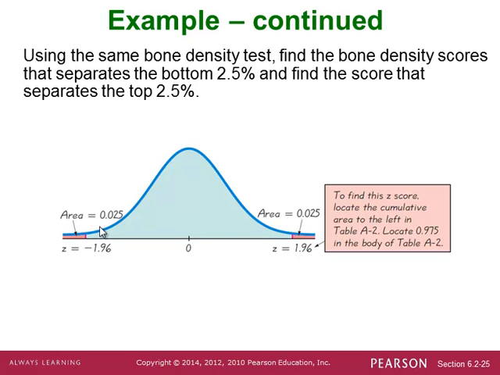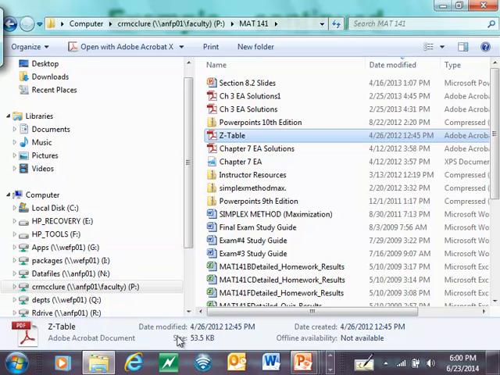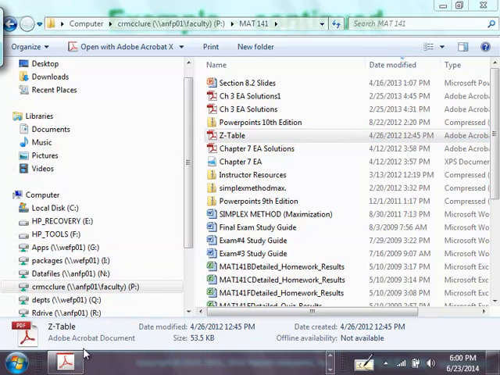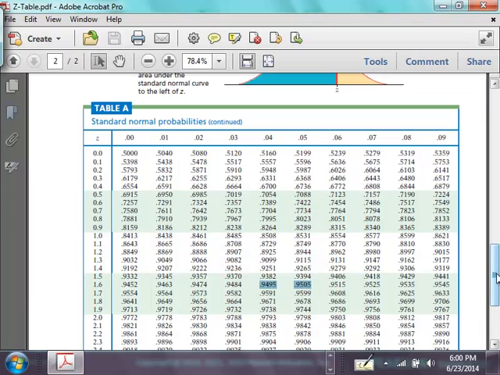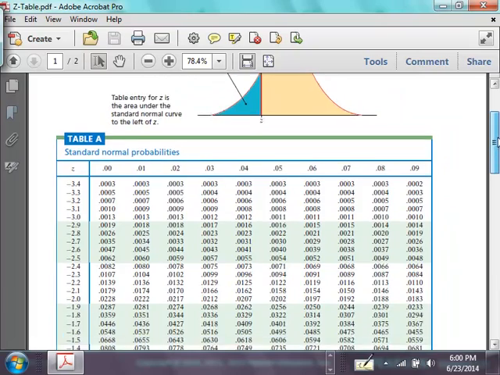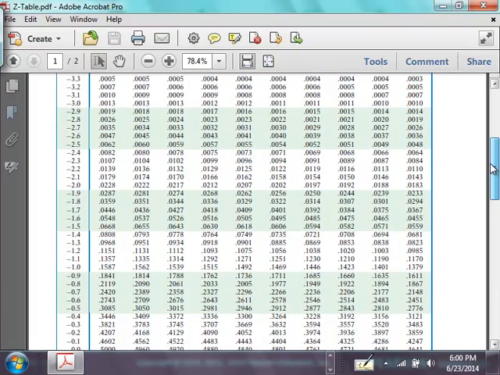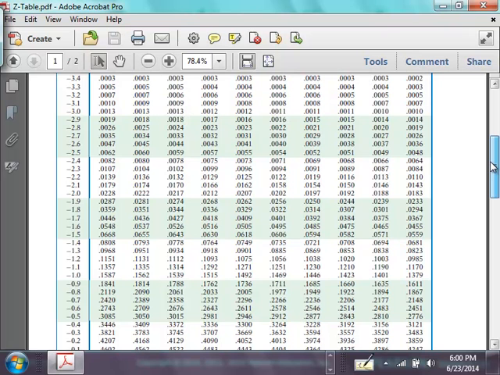So what we want to do is find the z-score corresponding to the area under the curve to the left of 0.025. Now you can see here it's negative 1.96, but I'll show you on the table how to get that. So let me pull out my z-table here. What is the z-score corresponding to an area of 0.025 to the left?